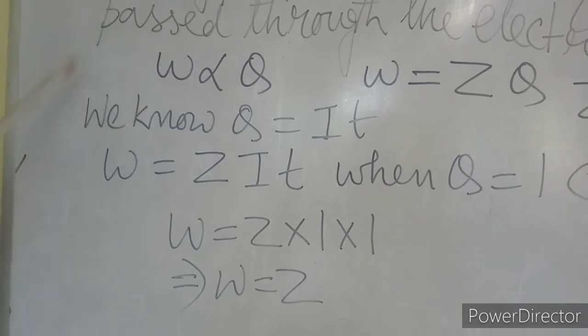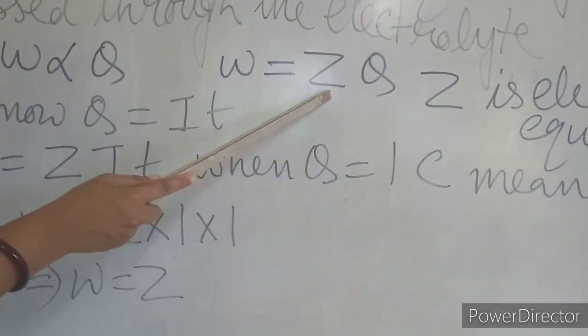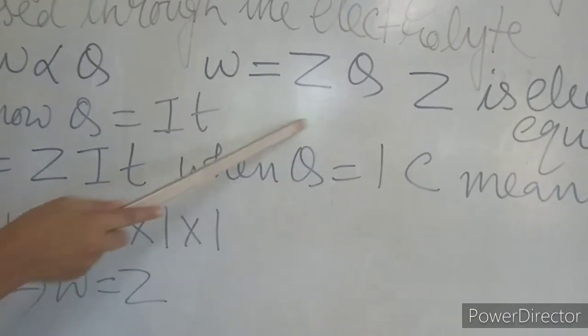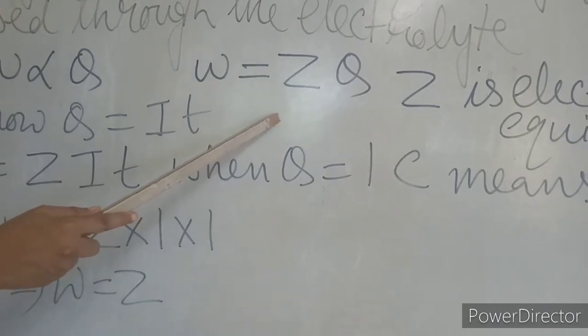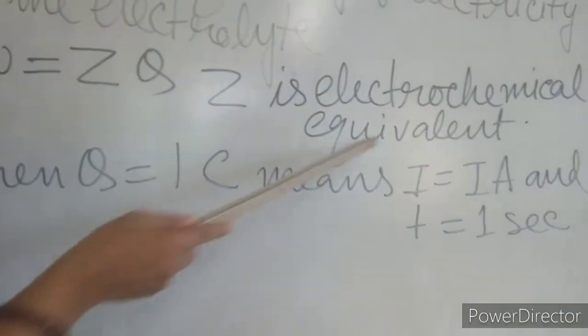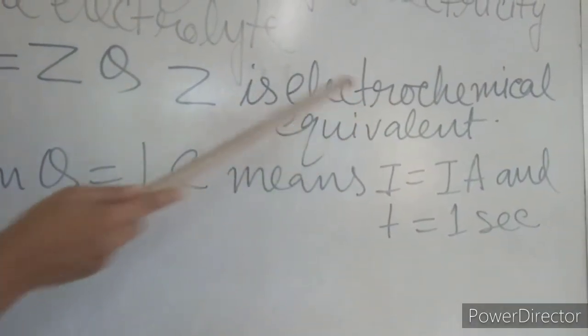Now to remove the proportional sign, I have to multiply with a constant term, that is Z. So the equation is W equals ZQ. Now what is this Z? Z has a special name: Z is known as the electrochemical equivalent.